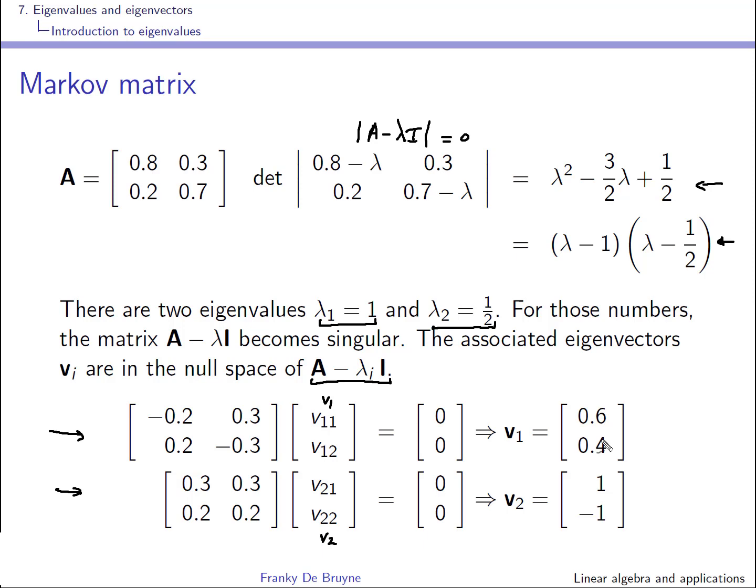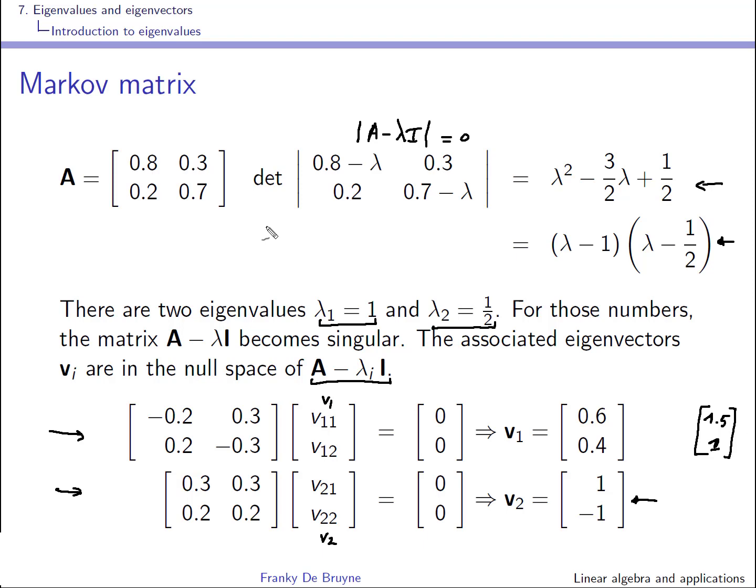So how do you solve this? Well, usually you put one of the entries to 1. So let's take the second one over here. We put this one to 1 and you immediately see that you have to put the second entry to -1. So here is the eigenvector v2 associated to lambda 2. You can do the same thing for v1. So what you could do is put the second entry, sorry, to 1, and then you see that you have to take 1.5 for the first entry. So that's an eigenvector.